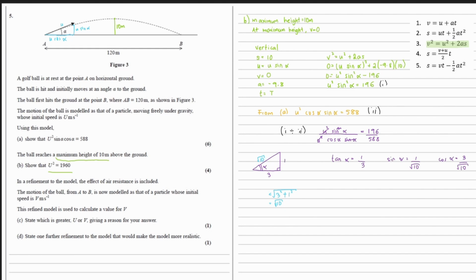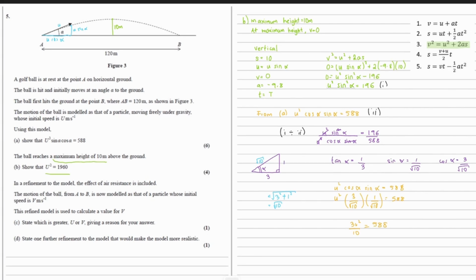Again, using what we showed in part A, u squared cosine alpha sine alpha is equal to 588. We can now substitute in the values for our alpha. So u squared times 3 over root 10 multiplied by 1 over root 10 is equal to 588. This gives us 3u squared over 10 is equal to 588. If we multiply both sides by 10 and divide by 3, this will give us u squared is equal to 1960, as required.